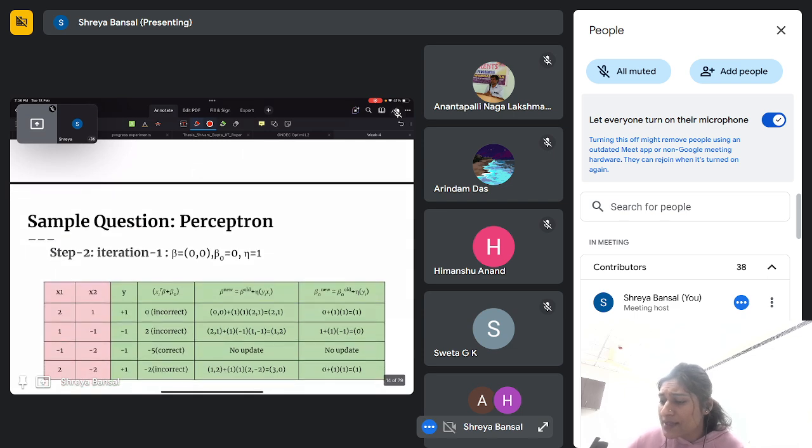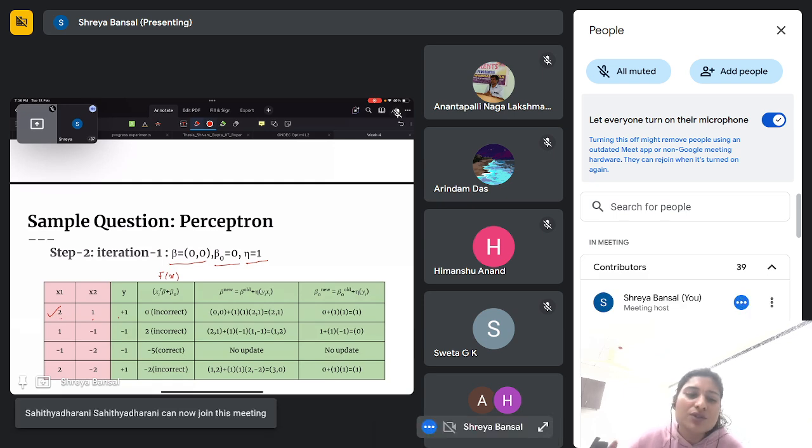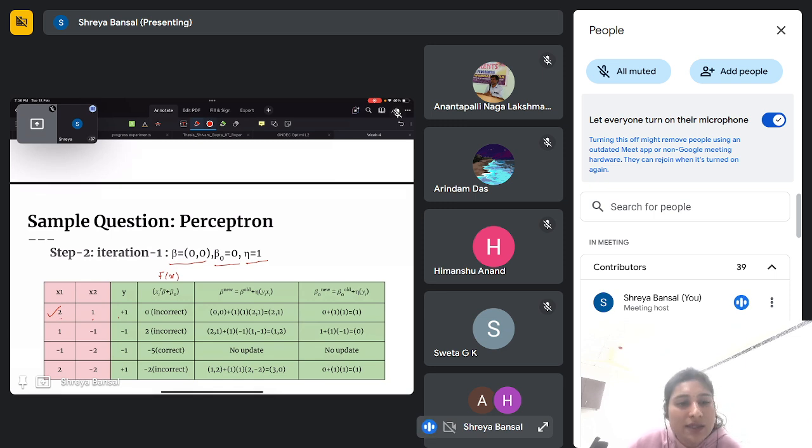So first step, I have beta value, beta naught value and eta value. Okay, so I will start with this point. x1 is given, x2 is given, y is given. What I want to calculate is, first I will calculate f of x. So f of x is calculated with this beta value. So 2 into 0 plus 1 into 0 plus 1, you will get 0. Okay, so 0 means it is on the line, so it is obviously not correct because it should be classified to plus 1 or minus 1. So I can define it as incorrect. Good to go.